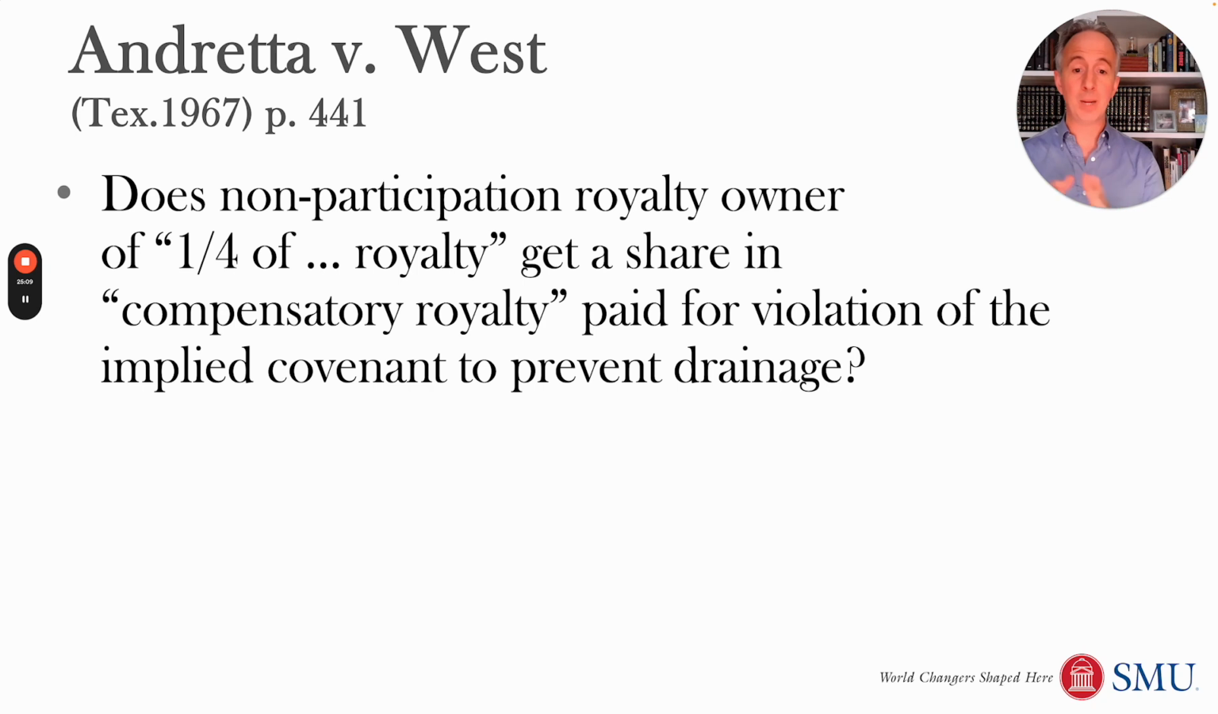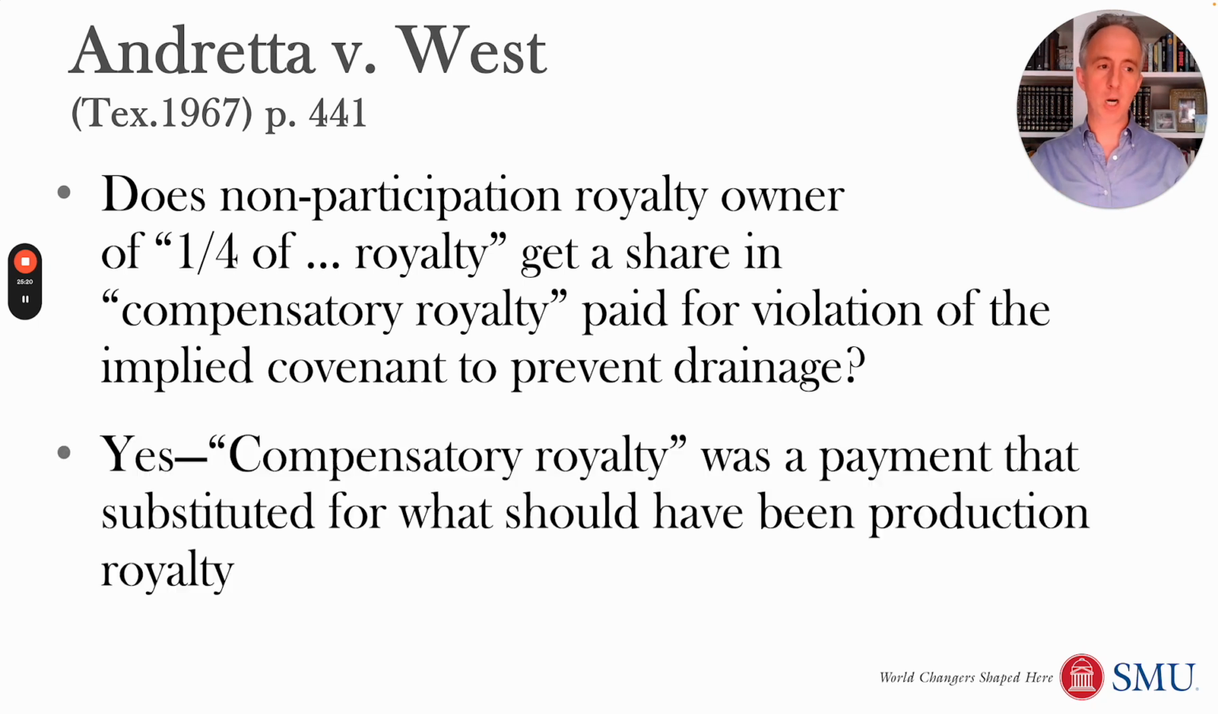So the oil and gas company allowed oil to be drained from the land, and the landowner received damages for that violation of the implied covenant to prevent drainage. Does 1/4 of those damages have to be shared with a non-participating royalty interest holder? And the court says yes. So that compensatory royalty was basically a substitute for the royalty that would have been received by the landowner if production had happened on the land rather than the oil being drained off. And so 1/4 of it has to be shared with that non-participating royalty interest holder.